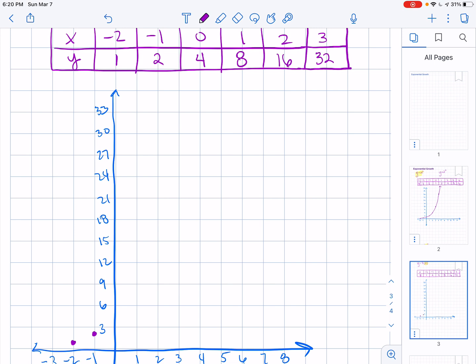At 0, I'm at 4. At 1, I'm at 8. At 2, I jump up to 16. 3, I jump up to 32. And again, I'm going to draw a line to connect these points. And you can see how exponential growth looks on a graph.